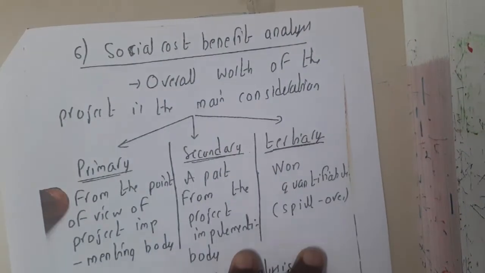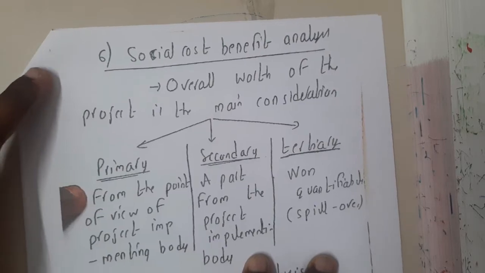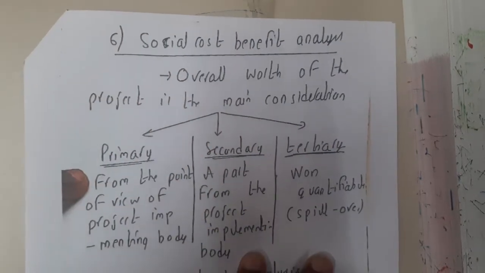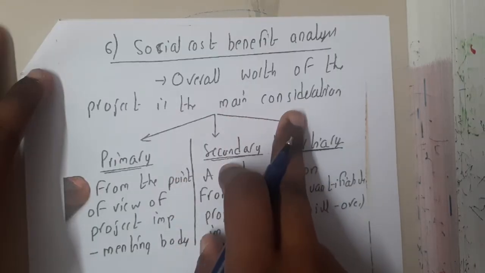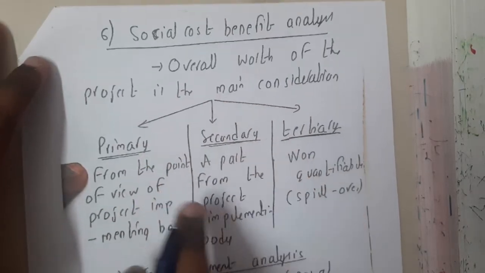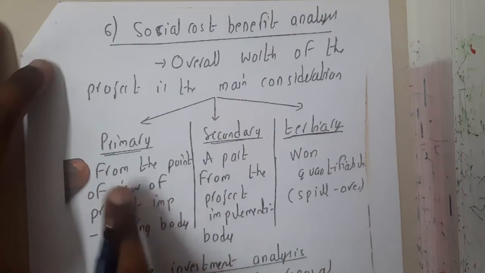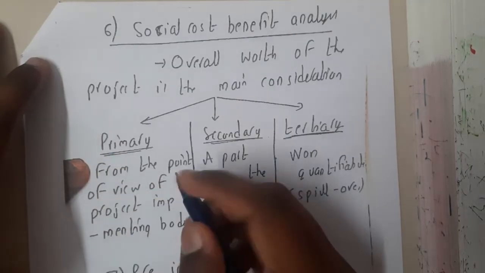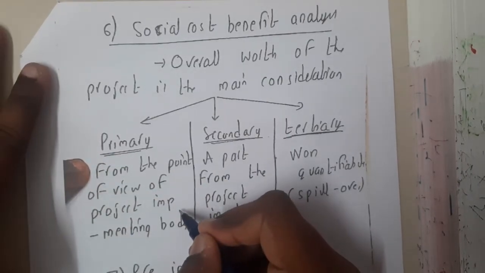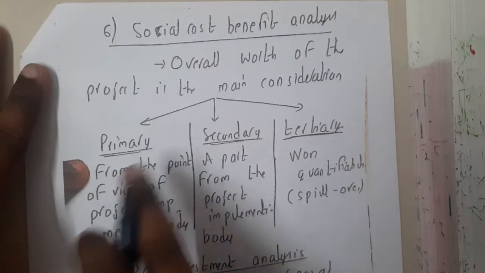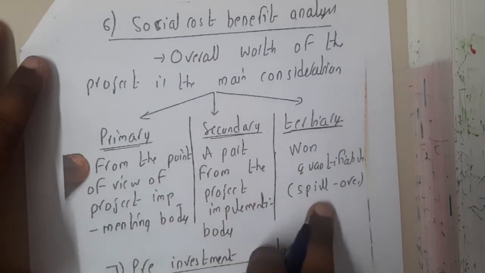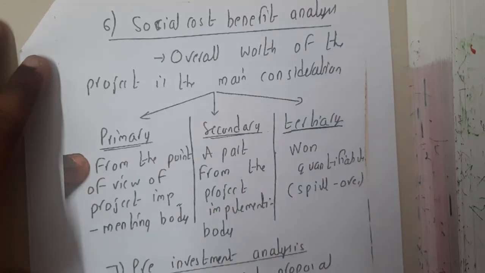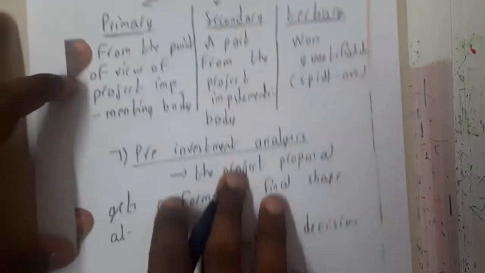Okay. Similarly, the next step is nothing but social cost benefit analysis, guys. Okay. Yes. So the overall worth of the project is the main concern, right? Yes. So here we have three types, that is nothing but primary, secondary and tertiary. Primary is nothing but from the point of view of the project. Okay. So basically that is important. Similarly, apart from the project implementation body, there are non-quantifiable effects, that is nothing but spillover, so wastage. Okay. Yes. So this is nothing but the cost analysis.